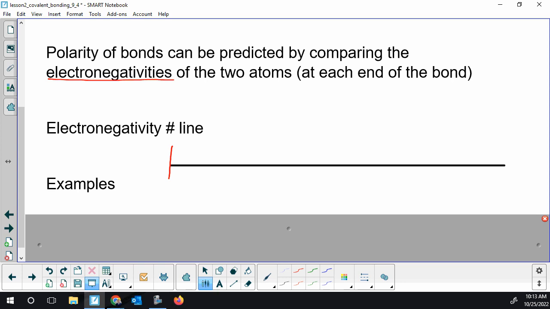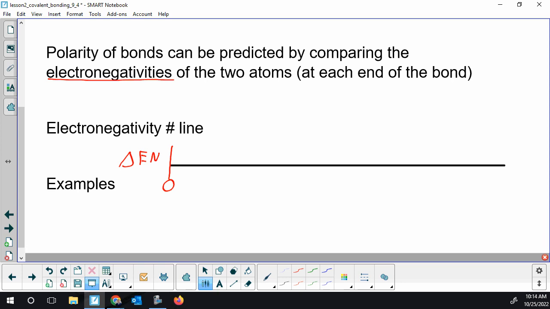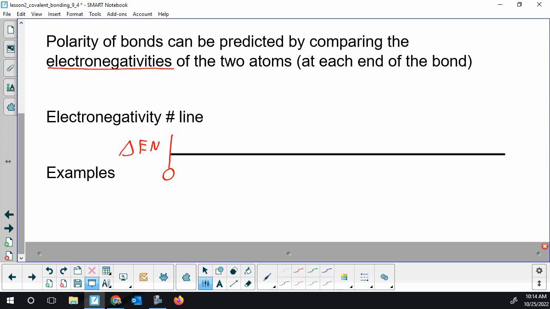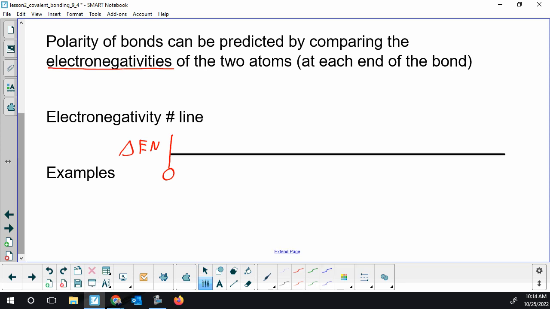Now I put electronegativity, but I'm actually going to look at the subtraction of 2 values. We're going to look at 2 atoms and look at the difference. Using the absolute value, the bigger minus the smallest, the smallest we could get would be 0. Zero is our non-polar covalent.